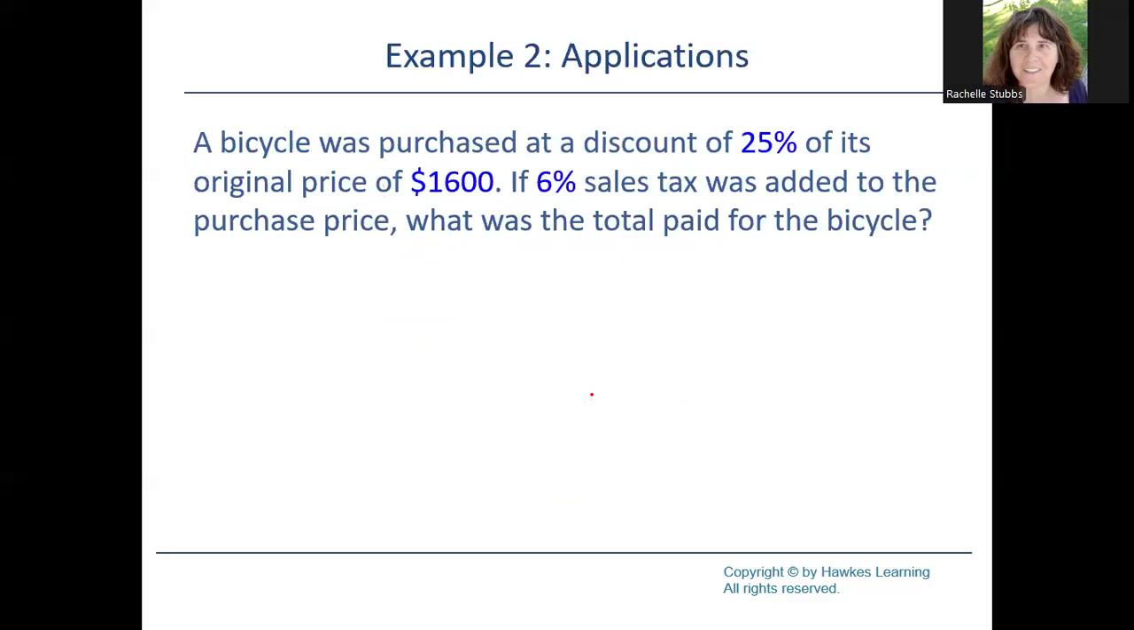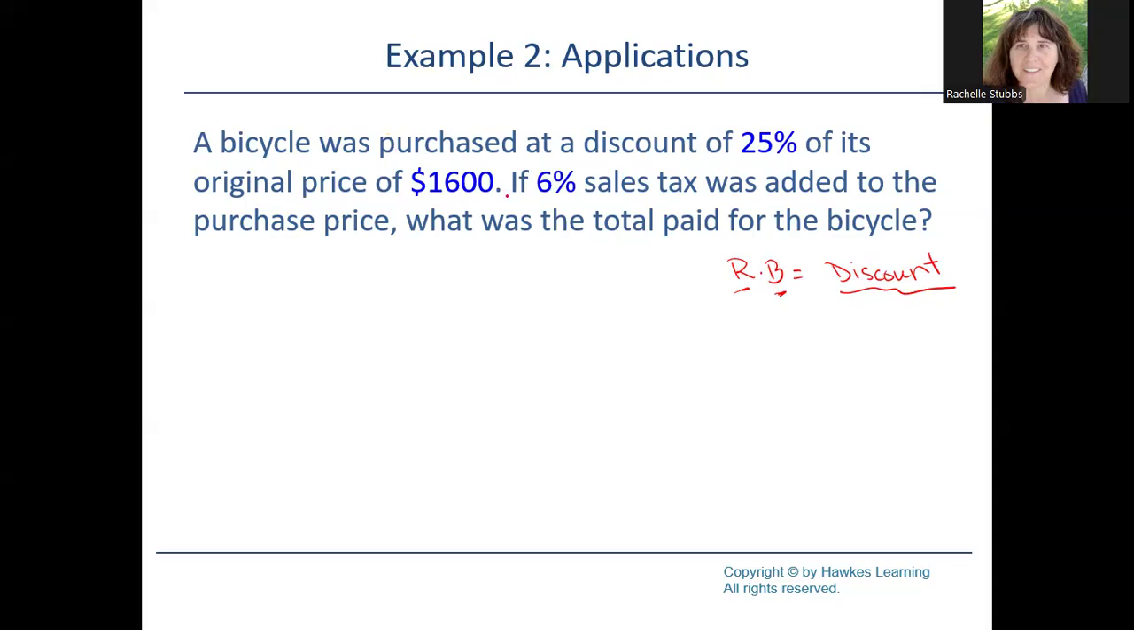So a bicycle was purchased at a discount of 25%. Now remember, I said rate times base can equal amount, but amount sometimes is also the word discount. So if we want to find the discount of something, we take the discounted rate times the base amount, and that will tell us the discount. Okay. So here we have a bicycle was purchased at a discount of 25%. So we know R, and its original price or its base price was $1,600.